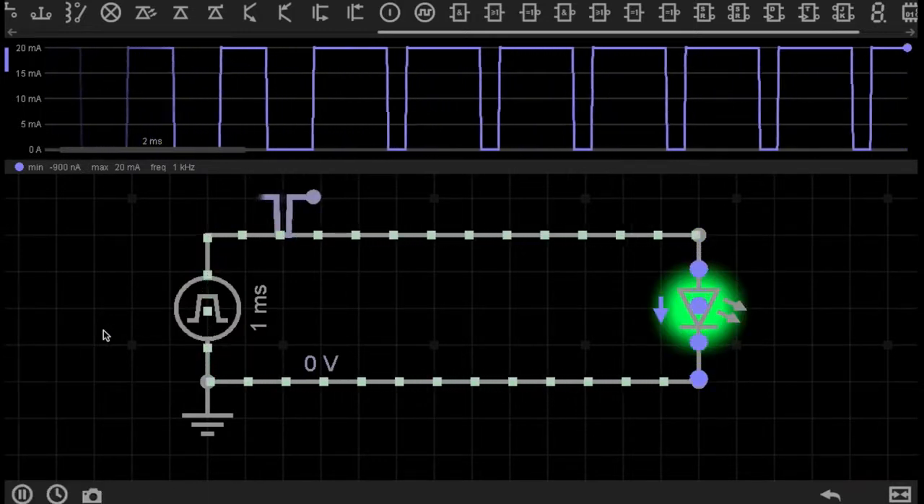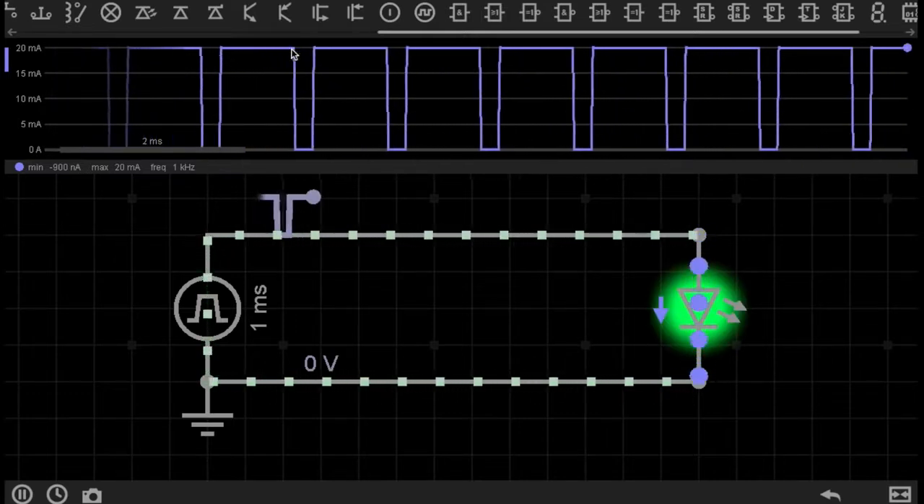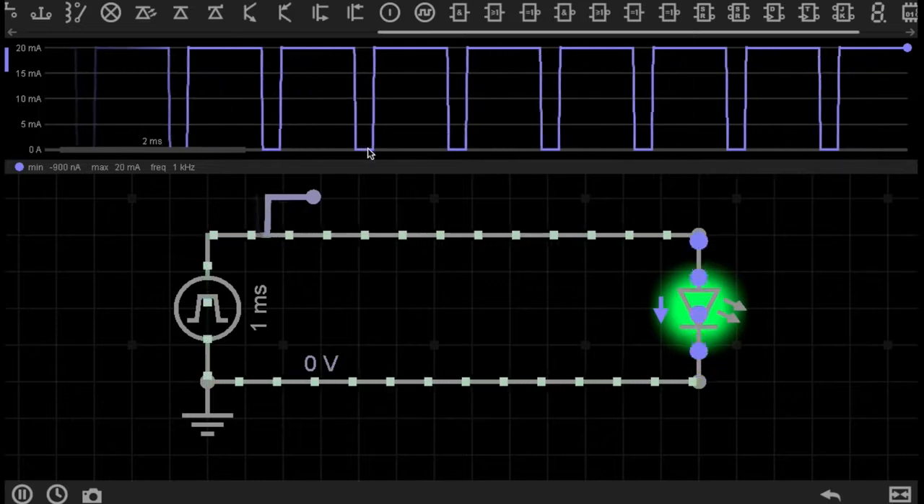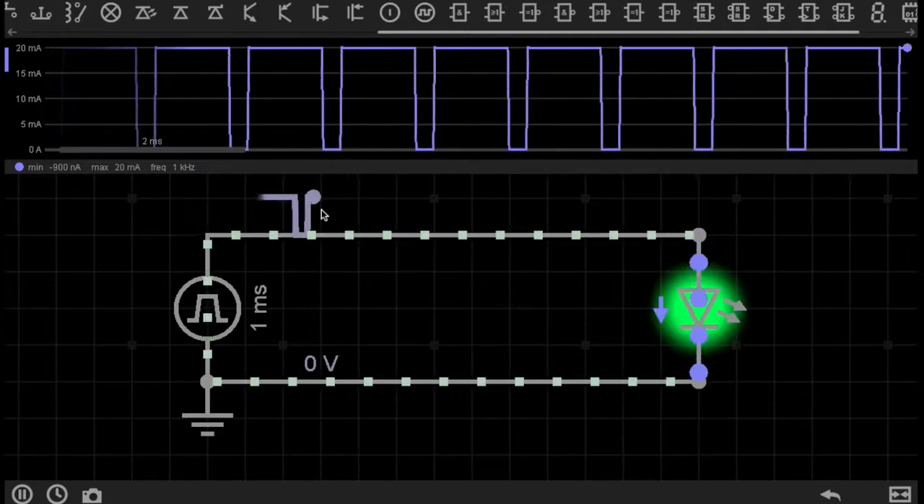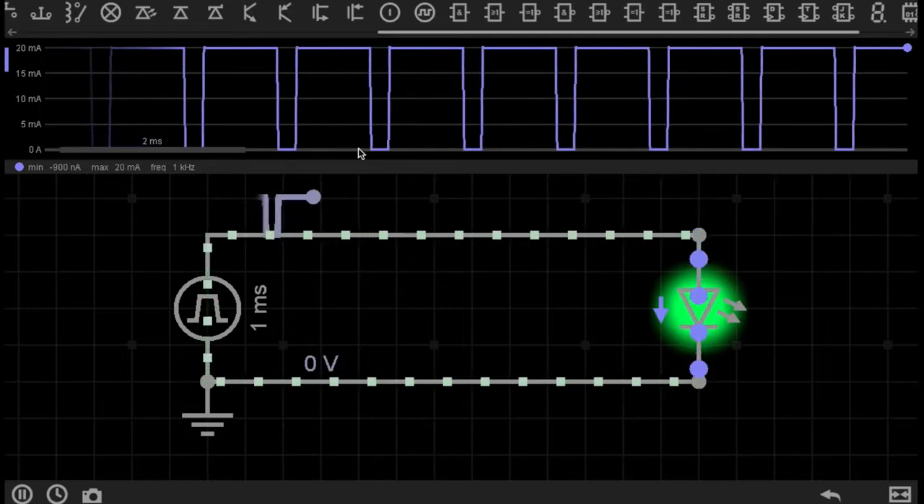If I increase the pulse width to 80%, you can see the result on the graph at the top. Current flowing through the circuit is now on more of the time versus the off time. So the current is flowing 80% of the time during the pulse width, and no current flows through the circuit for only 20% of the time.